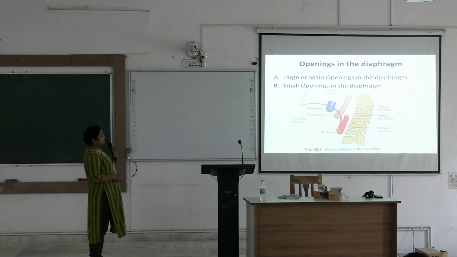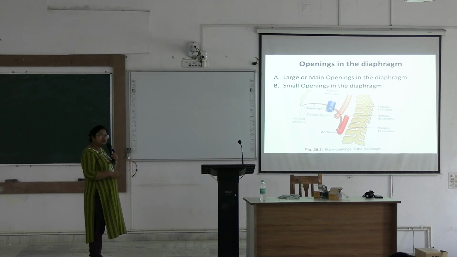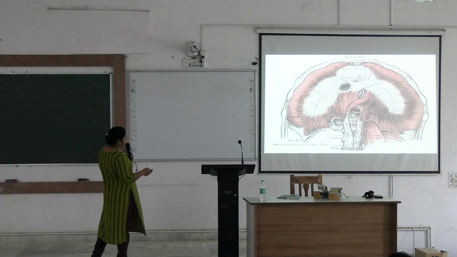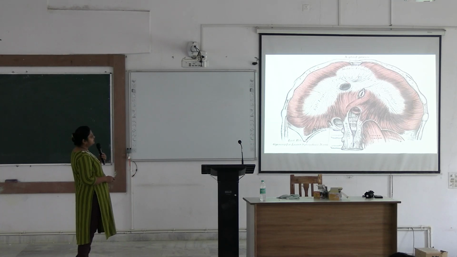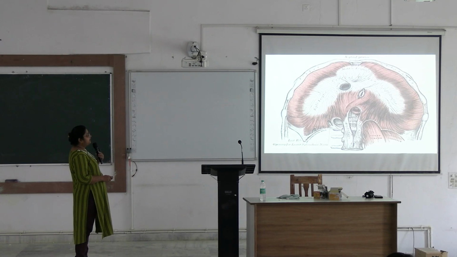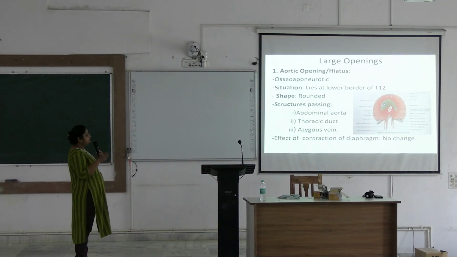It lies at the level of the T10 vertebra, okay, lower border of T10. And this is the vena cava opening, through which passes the inferior vena cava. It lies at the level of the 8th thoracic vertebra. Okay, these are the three main openings of the diaphragm. This is the aortic opening, this is the esophageal opening, this is the vena cava opening, and other small openings are there. So we will discuss these three openings in detail.